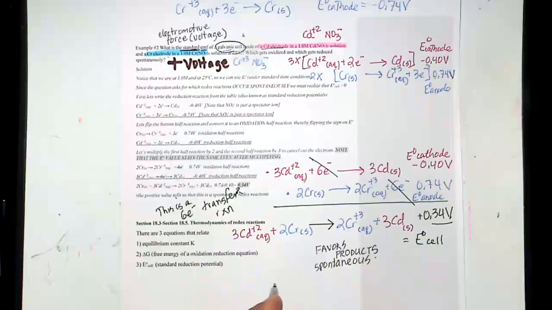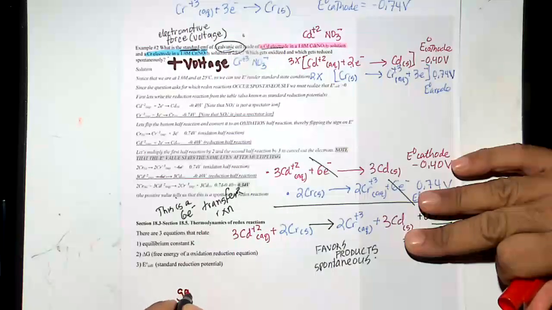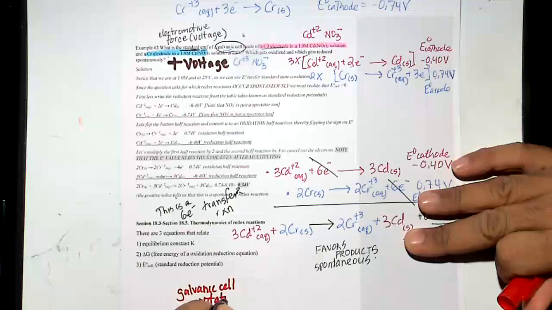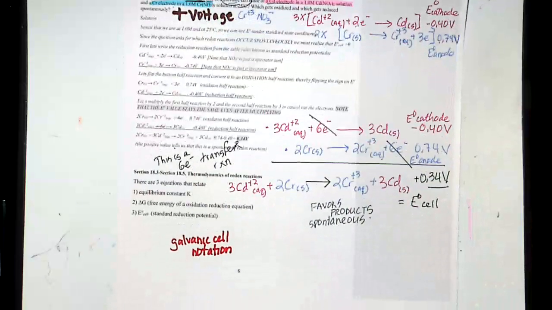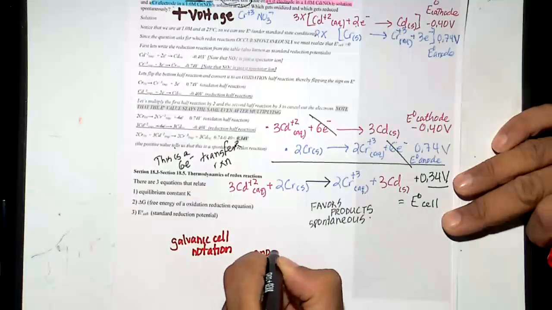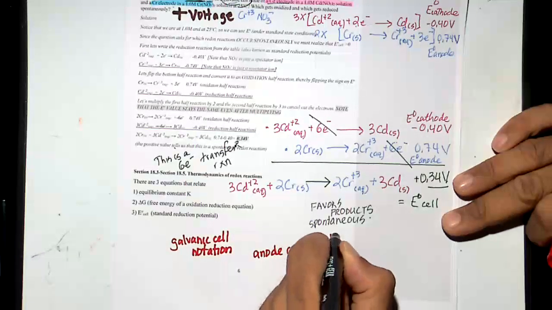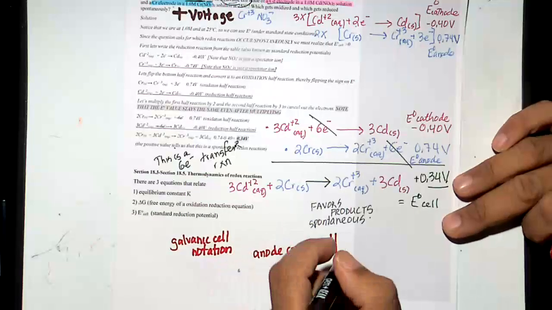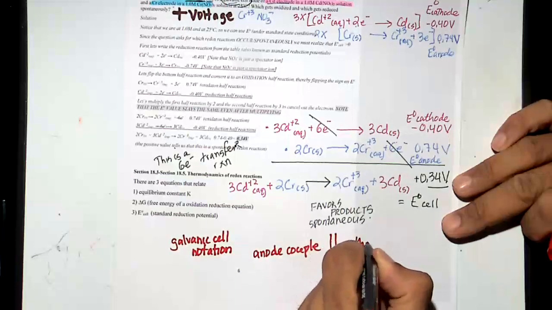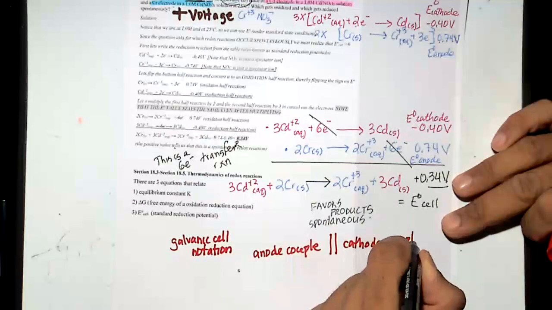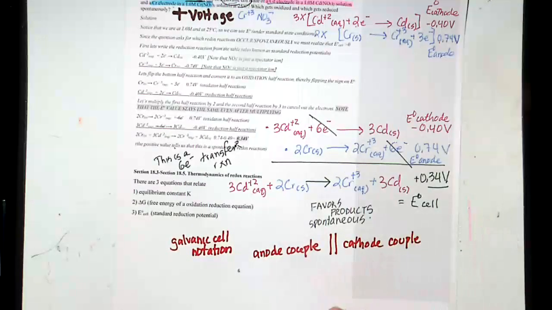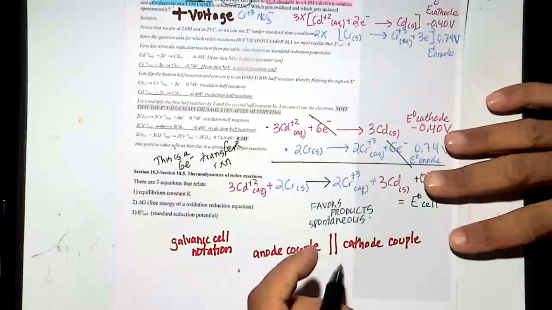All right, let's do a notation here. There's a notation called the galvanic cell notation, and it goes like this. You're going to do the anode couple. Okay, a salt bridge. The salt bridge is 2 lines, and then you'll do the cathode couple. So this 2 lines is called the salt bridge.